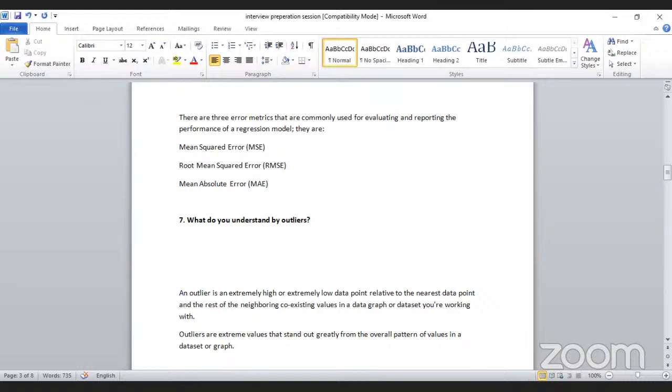Yeah, we can say that below the lower limit and above the upper limit in IQR plot. Yes, when we have box plot.